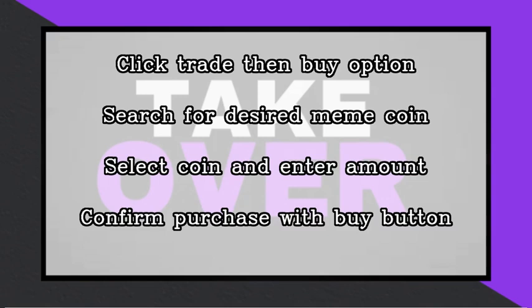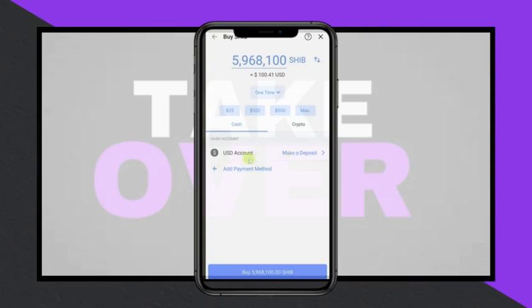Enter the amount you want to buy, and choose your payment method, either a cash account balance or another accepted method. Finally, confirm the purchase by clicking the Buy button at the bottom of the screen, and the meme coin will be added to your crypto.com account.